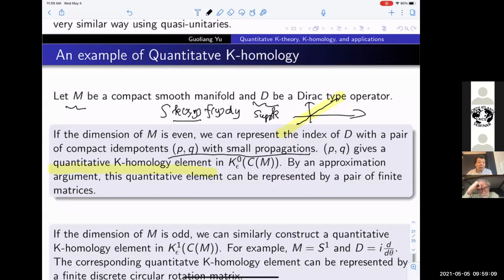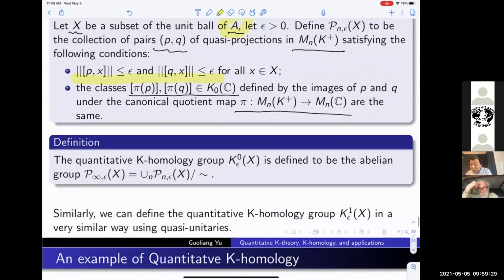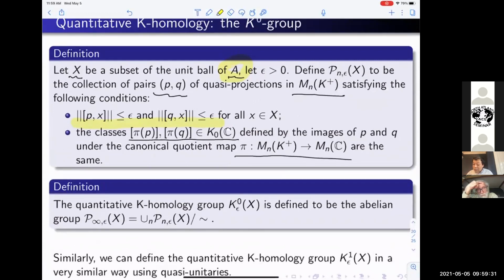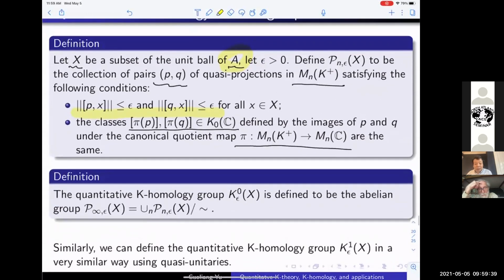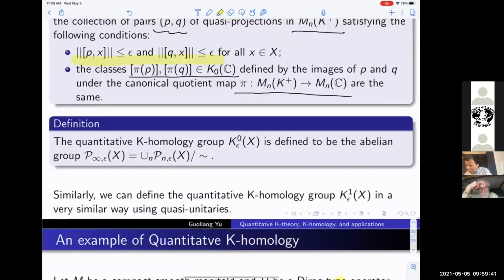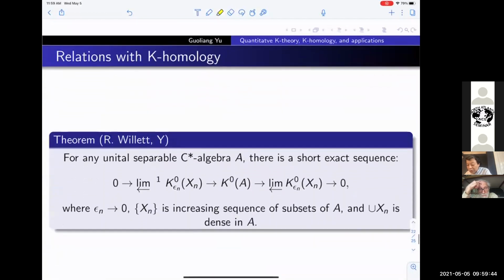So that's the essence of this definition. In the space case, you just want to represent K-homology by essentially finite matrices, with the condition that the propagation is very small. And that essentially motivates this general definition. Now of course, you can similarly define K1.